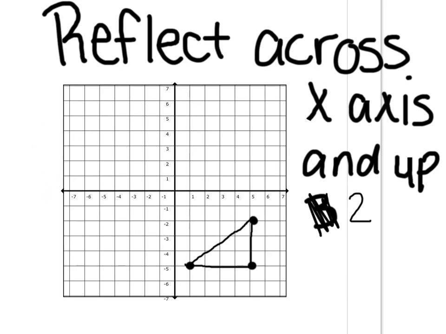We're reflecting this triangle across the x-axis and up 2. So if we take this first point right here and reflect it across the x-axis, and it's at 5, negative 5, it becomes 5, 5. This point is at 1, negative 5, becomes 1, 5. And this point, which is at 5, negative 2, becomes 5, 2. Now we connect the points.